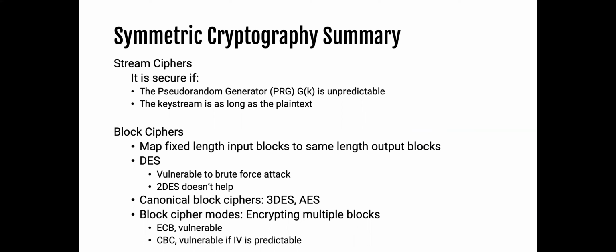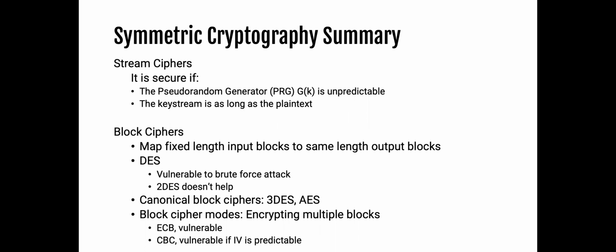So first of all, we talk about stream ciphers, and we say that a stream cipher is secure as long as the pseudorandom generator, which is the generator that generates the key stream given the key K, is unpredictable, meaning that if you know the previous key stream, you will still not be able to know what the future key stream is. And also, of course, you have to have the key stream as long as the plaintext. Otherwise, there will not be sufficient key stream that you can XOR with plaintext.